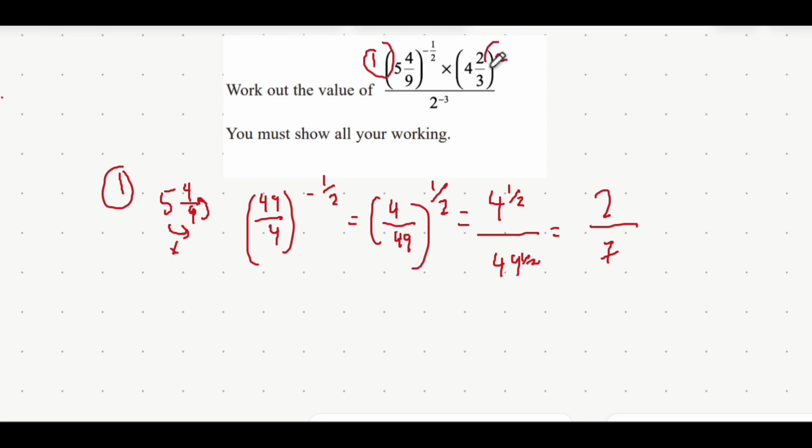Let's move on to term number 2. It's a little bit simpler. You just need to do that first step where you multiply the whole number by the denominator. 4 times 3 is 12. And then you add what you get to the numerator, keeping the denominator the same.